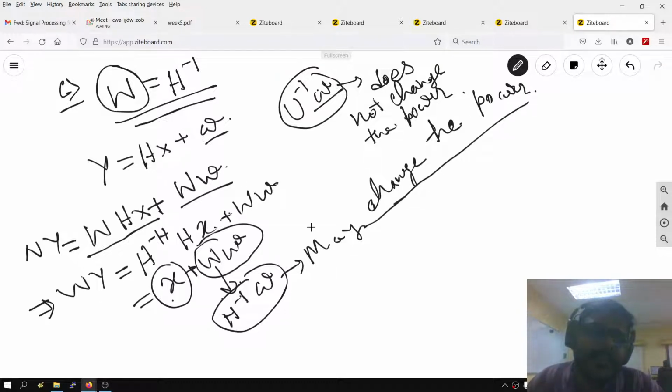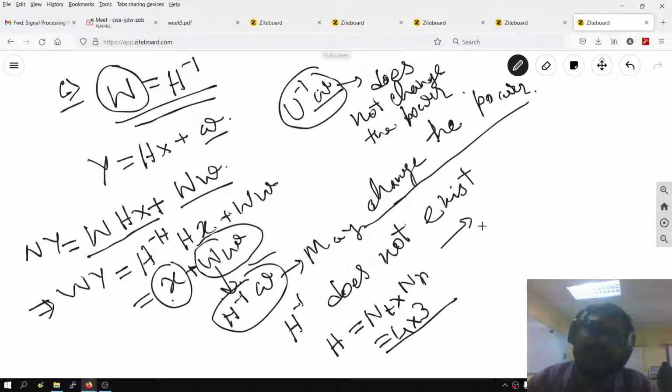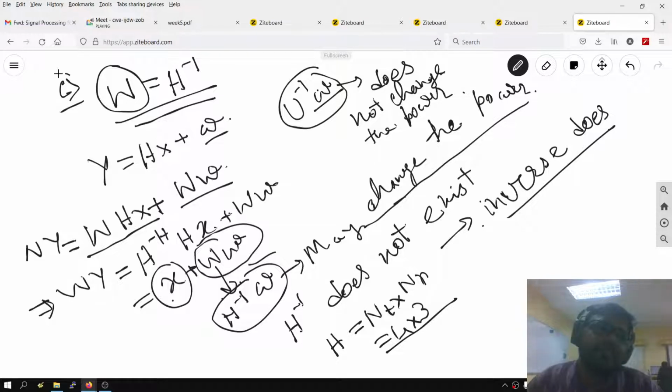But the biggest disadvantage is not this case. The biggest disadvantage that can happen is if this H inverse does not exist. Like if H, that is NT cross NR antennas, becomes a 4 cross 3 matrix, then what happens? Then the inverse does not exist. So this method is the problem. So this is the incorrect statement. Option C.